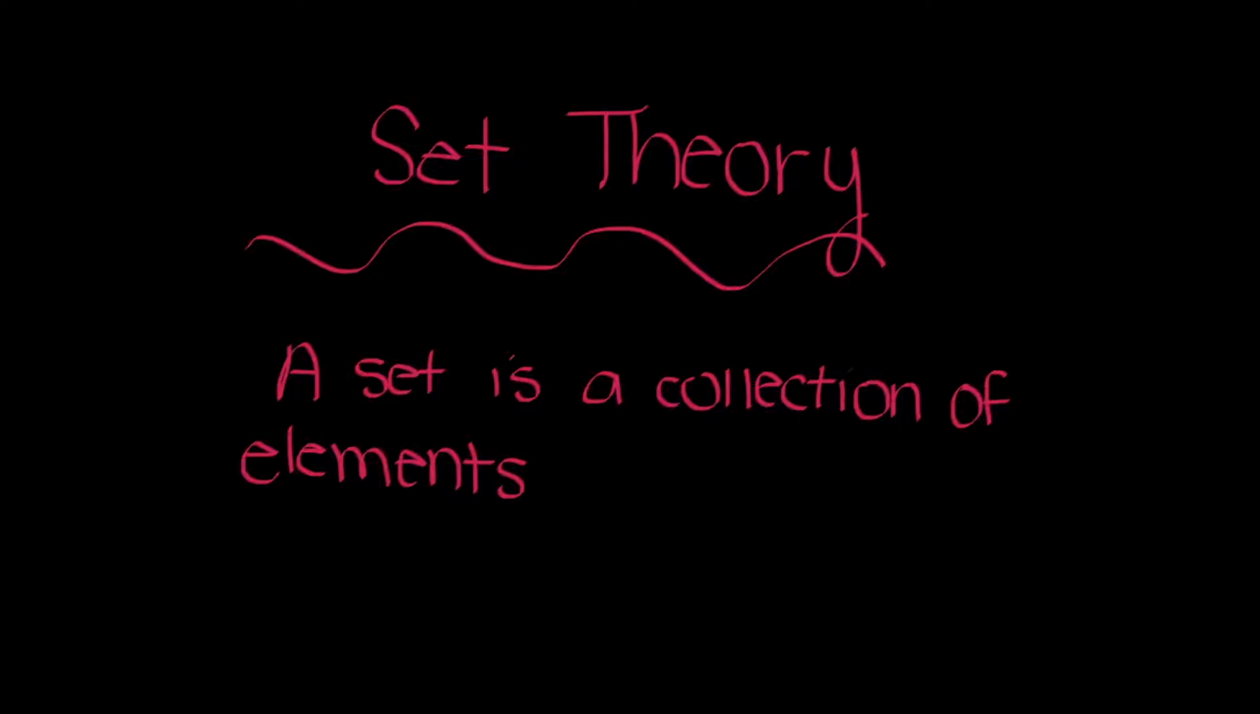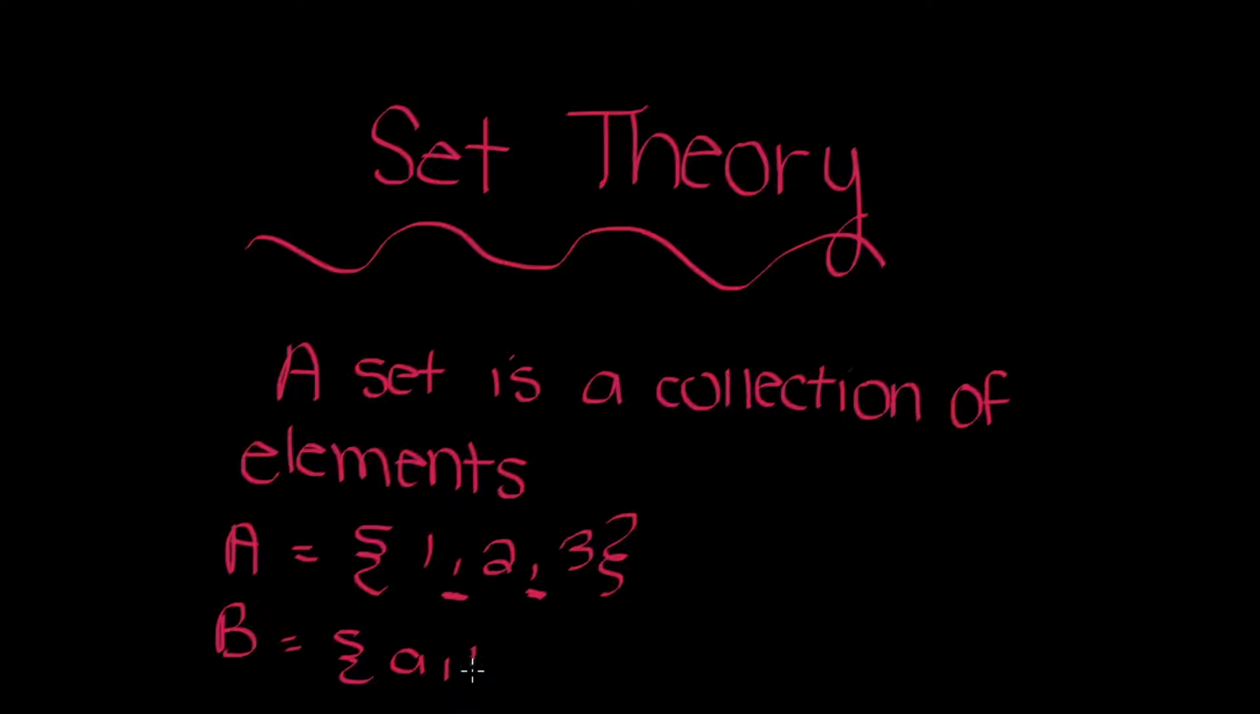Alrighty, let's talk about sets. So, a set is just a collection of elements, and elements can really be anything. They could be numbers, letters, sequences, strings, anything really. So, a set looks something like this. It's in curly braces. Every element is just going to be separated by commas.